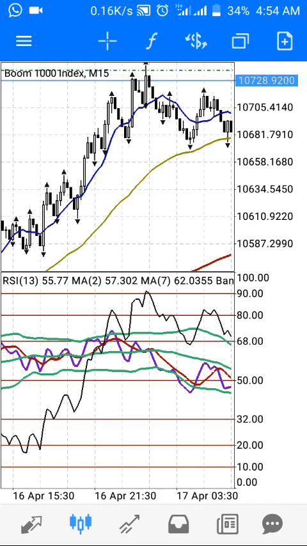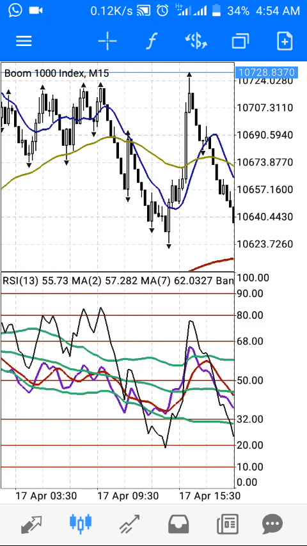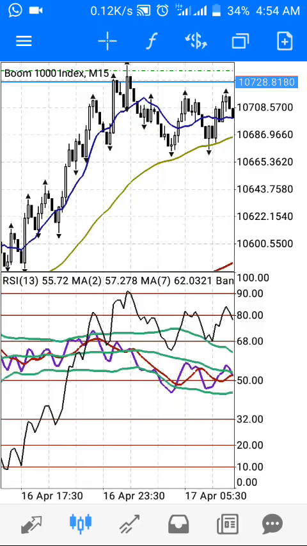If you come here now, we have another formation. This is shoulder, this is head, and this is shoulder. That is the formation we have here. So we have our shoulder, our head, and our shoulder.